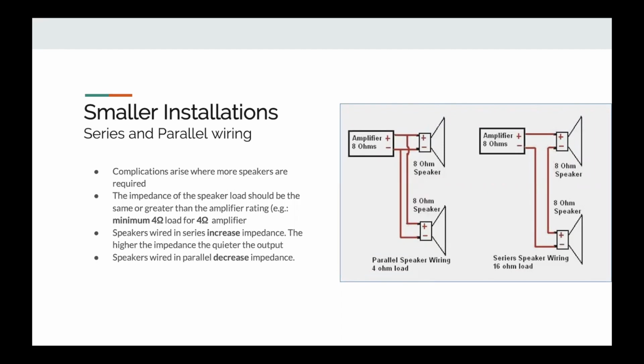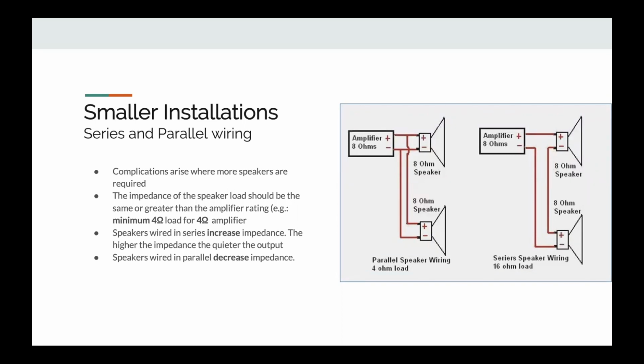Now, when you run speakers in parallel, the impedance actually reduces and the load to the amplifier increases. So what will happen is, once those speakers are wired in parallel, the 2 8-ohm speakers will become a 4-ohm load. Now with the MA2030, it's a Class D amplifier, and it's quite happy driving a 4-ohm load, so that's not going to present any problems.